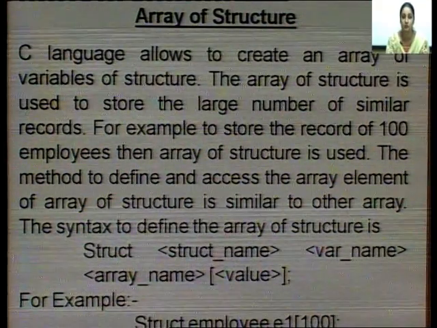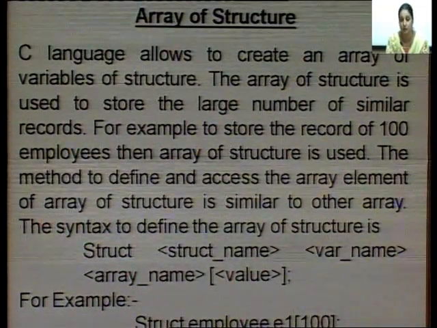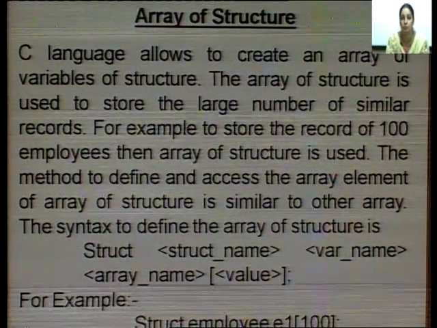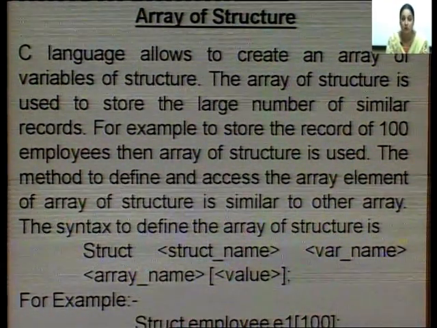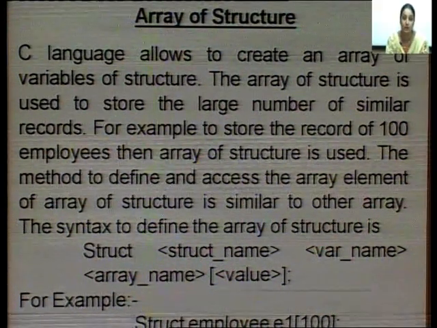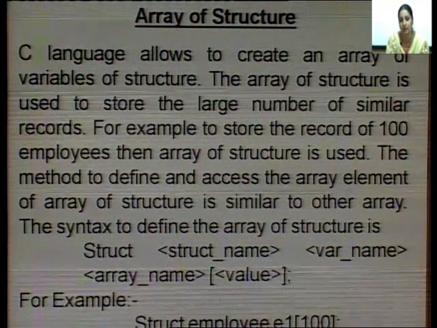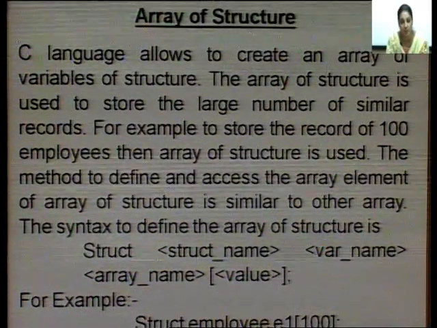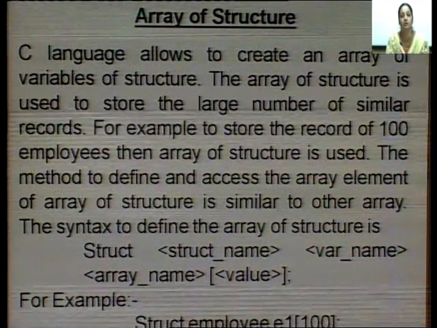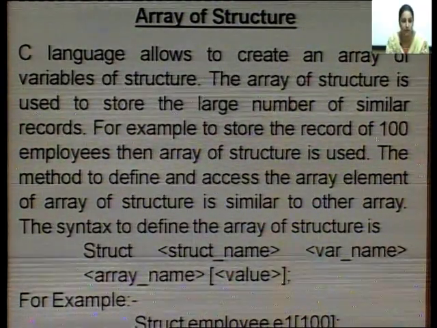The array of structure is used to store a large number of similar records. If I want to store a large number of similar records under the same name, then I use the array of structure. For example, if I want to store the records of 100 employees, then the array of structure is used. Otherwise, we would have to define 100 different variables. But if I want to store them under the same name, then I use an array. The method to define and access the array elements is similar to other arrays.